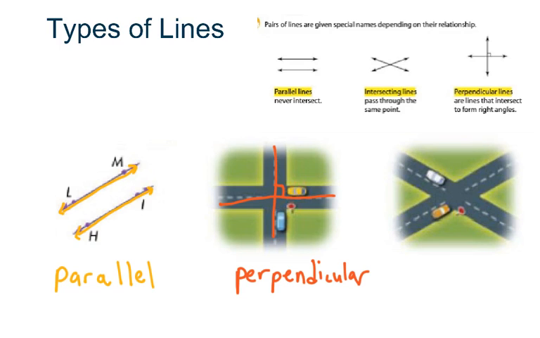And the last street, it kind of makes an X, right? Those lines are touching. They're intersecting, and they don't make a right angle. So that's why they are intersecting.